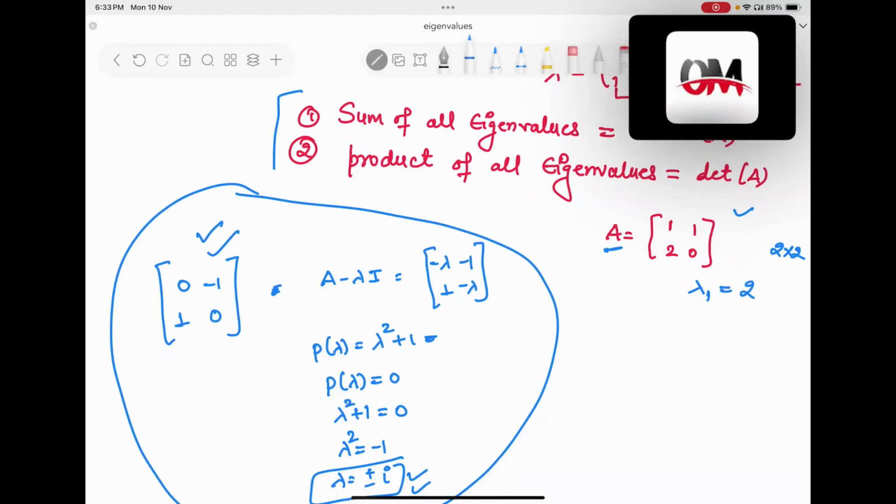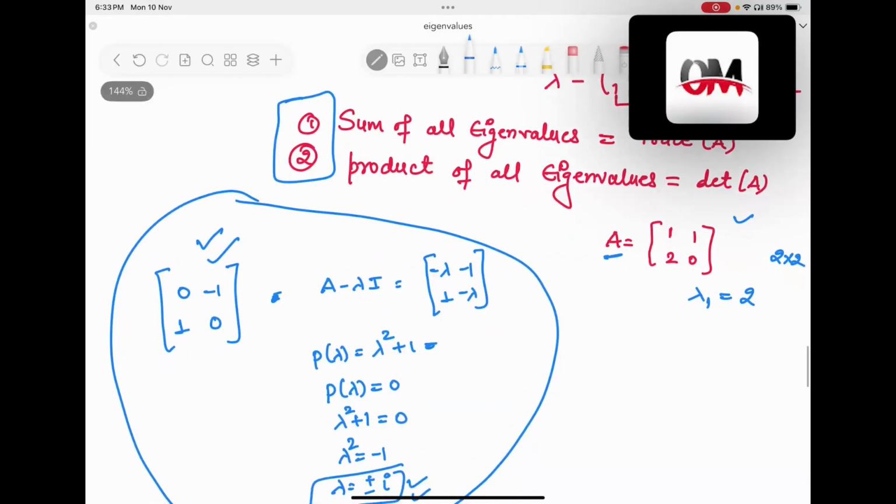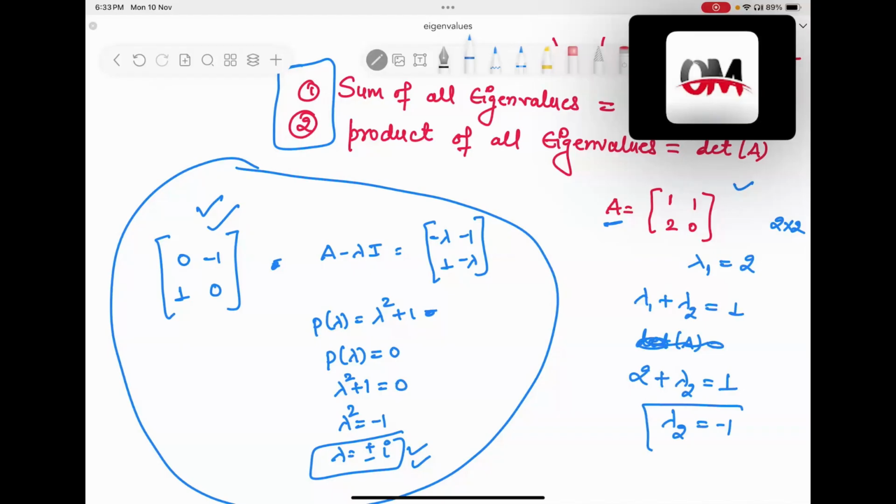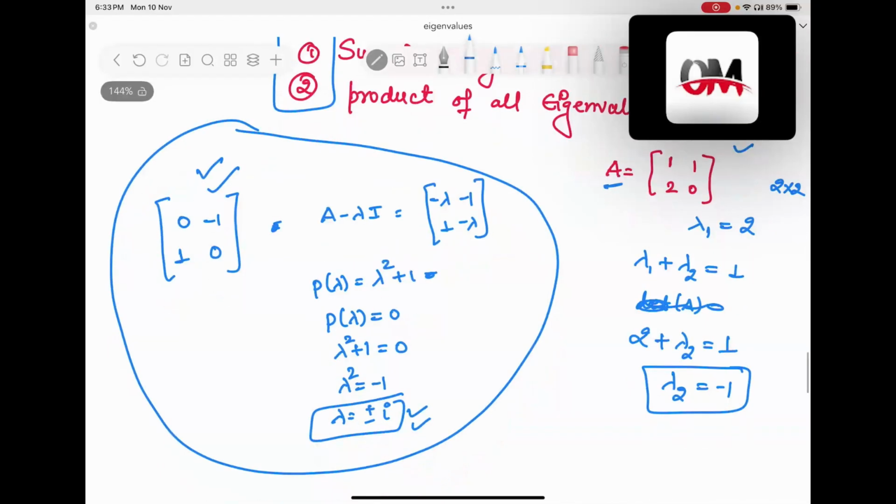Now if we use this result, the sum of eigenvalues is the trace of A, and the product of all eigenvalues is the determinant of A. So lambda 1 plus lambda 2 equals the trace of A. The trace is 1. We already know lambda 1 is 2, so 2 plus lambda 2 equals 1. So what is lambda 2? This is minus 1. So the other eigenvalue is minus 1.